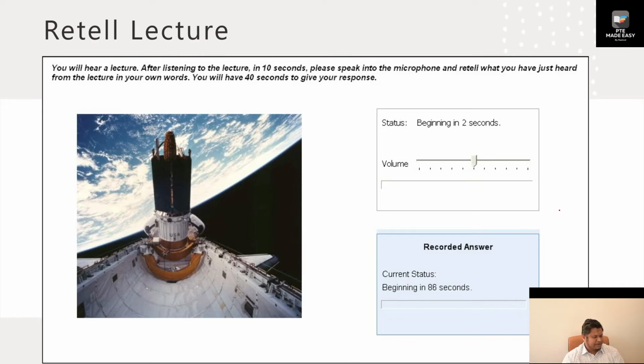Now, the next question type is Retell Lecture. In Retell Lecture, you listen to a lecture and retell it to your friends. So the purpose of this question type is that you are retelling it to your friends. Remember, you are not giving another lecture, right? You have only 10 seconds to prepare and 40 seconds to answer. And your lecture can be just audio, or audio with video, or a picture with audio as well.